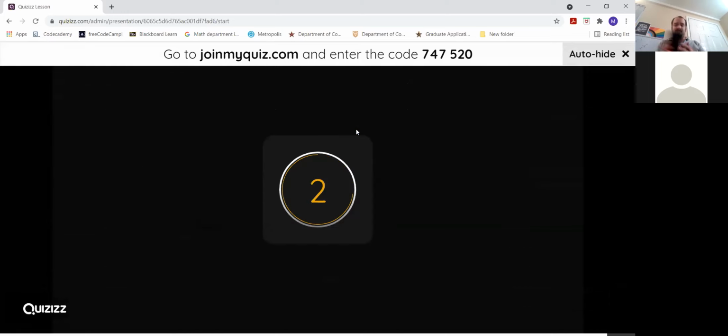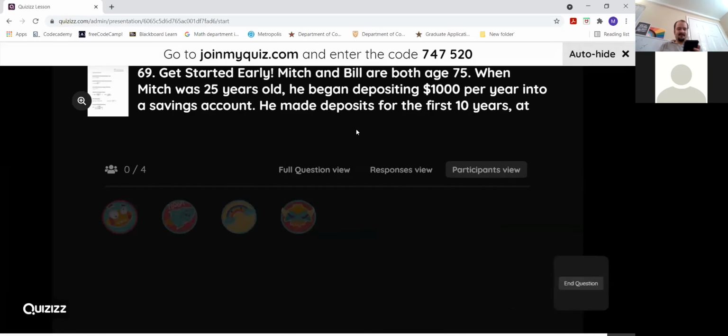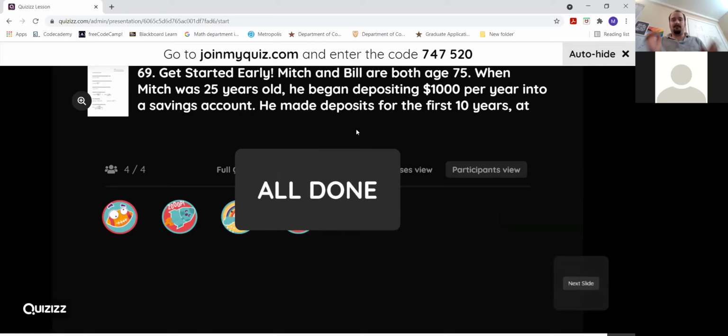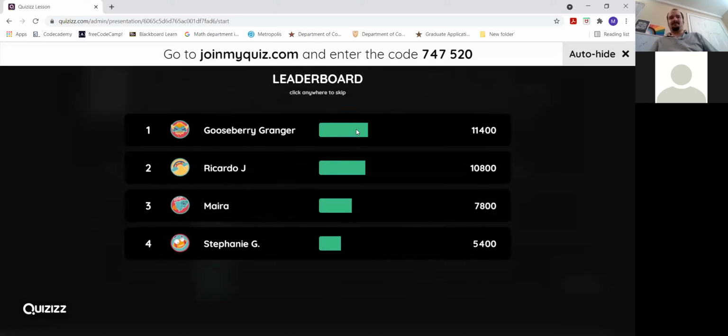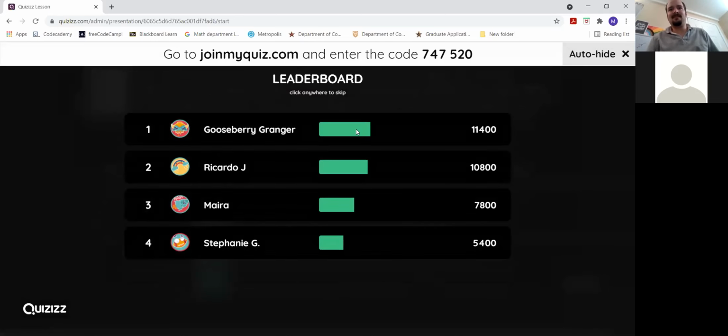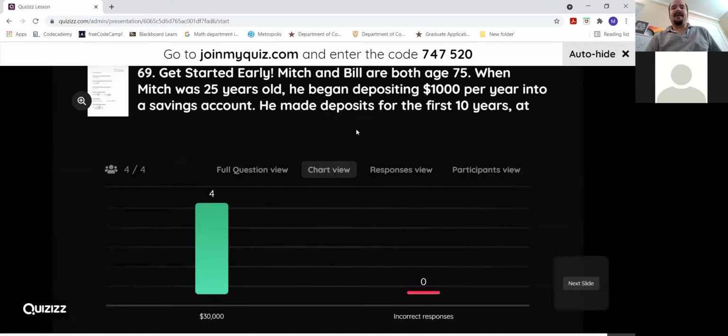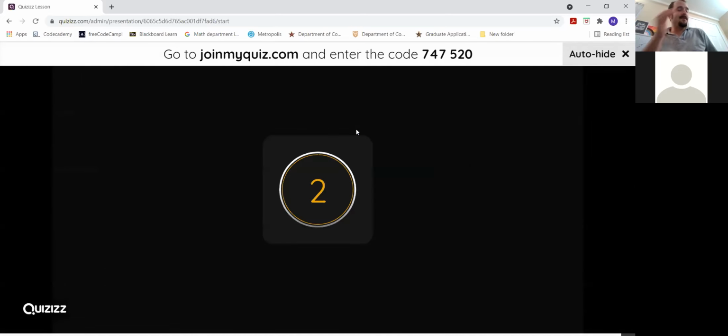If you're depositing $1,000 10 times, it's going to be $10,000. And if you deposit $1,000 over 30 years? Is that what this one was now? It's going to take me more time to load this page than to answer. Okay, 30,000.